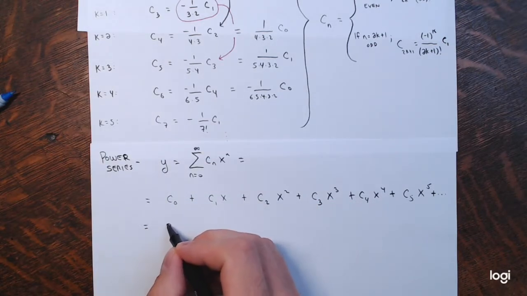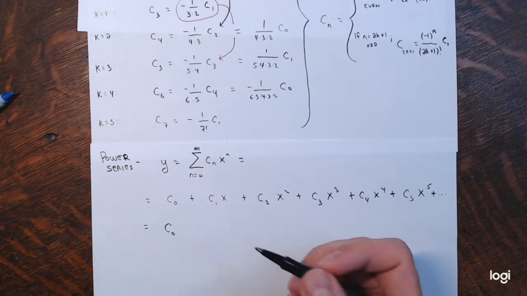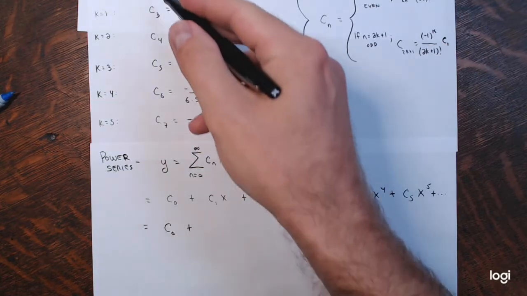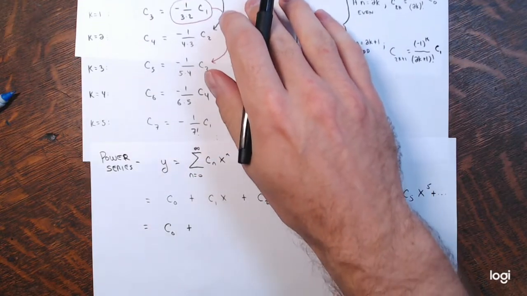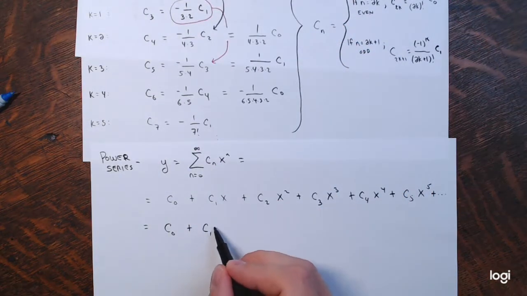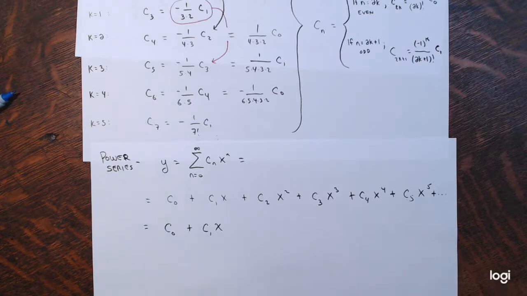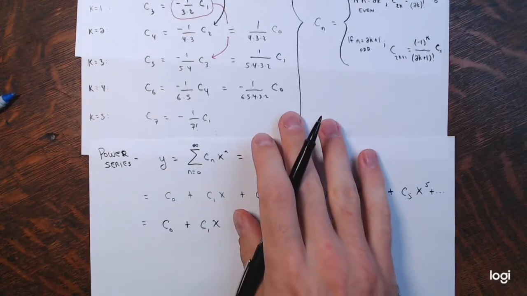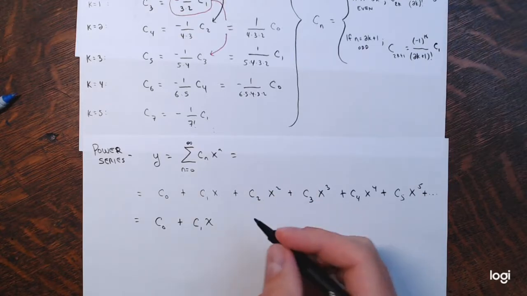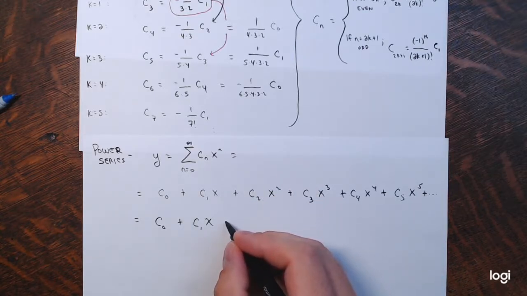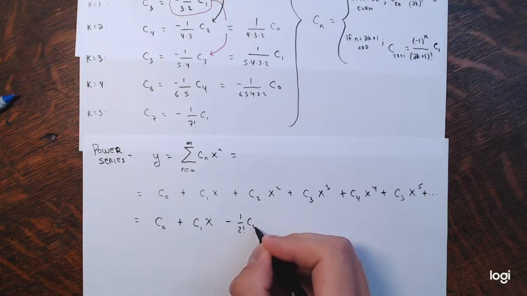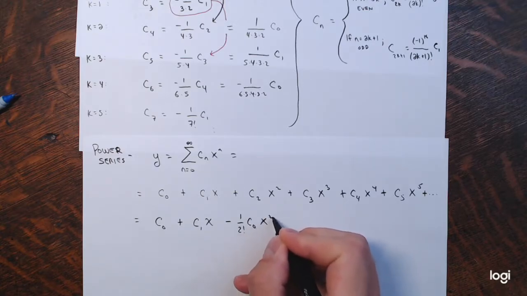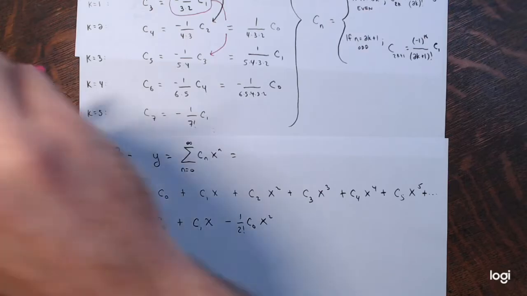Well, c0 is going to stay c0. I started at c2 back up here when I was determining patterns, so c1 is its own constant as well. c1 stays c1, so c1 times x. And then we saw c2 was negative 1 over 2 factorial times c0, times x squared. That was c2.